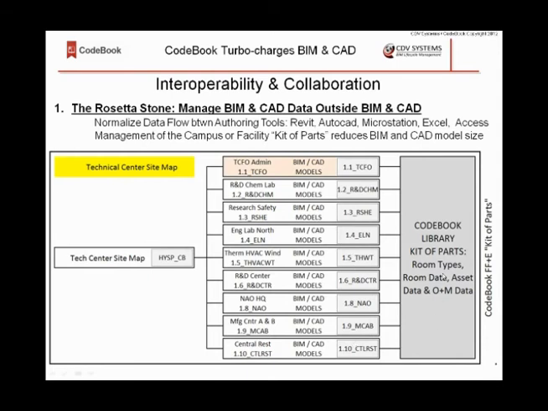Likewise, if you're doing a large hospital project and you've got the requirements for a room type that might be used across multiple buildings across a campus, you can make a change at the room type level and have it automatically change across the entire campus. I can't do that in BIM or CAD that quickly and that automatically. Again, this turbocharges BIM or CAD.